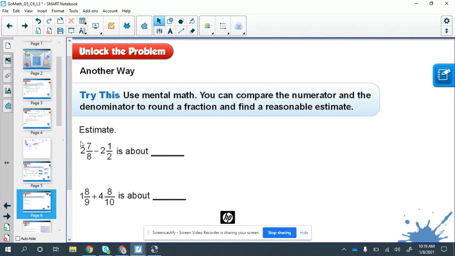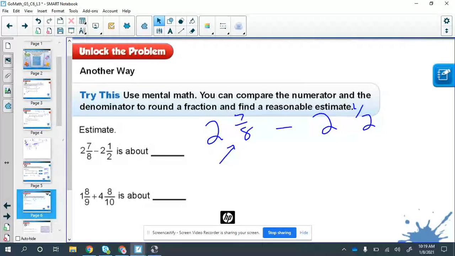Here we have mixed numbers, right? So a mixed number is where we have a whole number with a fraction. And when we do this type of problem, we are not going to worry too much about the whole number. We're not going to use a benchmark to estimate that. We're just going to use our benchmark for our fraction. So I'm going to have 2 and 7/8 minus 2 and 1/2. So when I start thinking benchmarks, I'm only going to look at the fraction.